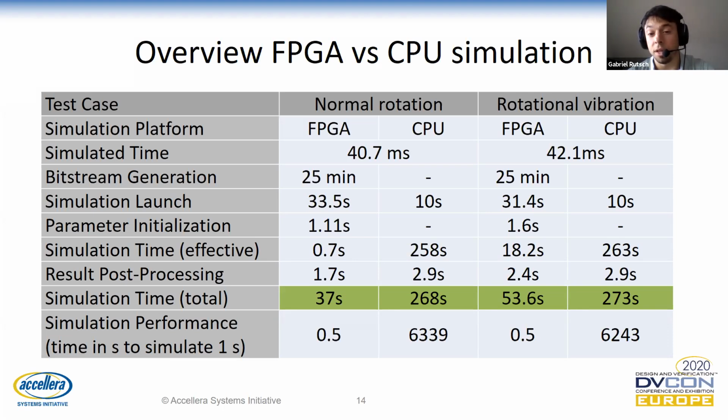And the effective simulation time itself was quite short on the normal rotation test case and quite long on the rotational vibration. And this difference is really due to the I/O overhead. In this case, we made use of the virtual IOs. Post-processing didn't take a long time here, since we only traced between 5 and 10 signals and only had about 32K samples for each signal. That results in an overall simulation time of 37 seconds for the normal rotation, almost 54 seconds for the rotational vibration, and about 270 for the CPU-based examples.